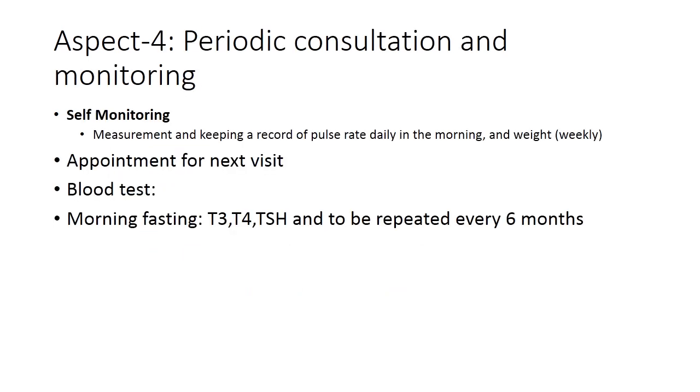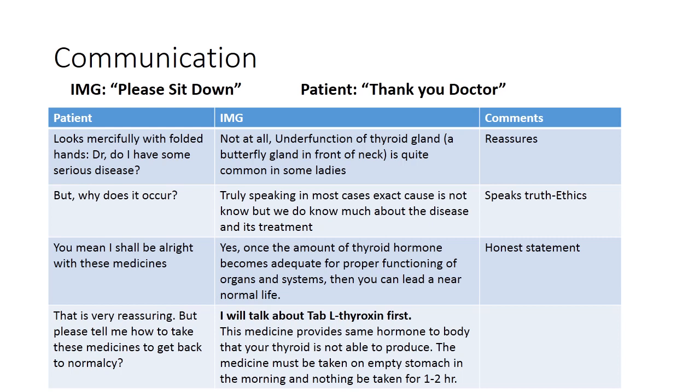Aspect 4 is about regular monitoring and periodic consultation. Self-monitoring by measurement of the heart rate and keeping a record, and also taking weight weekly. All the records have to be brought during the next visit. Blood tests may be done, maybe every 6 months. Thyroid function tests, T3, T4 and TSH levels, so that adequate dose regulation is done. How the drug has to be taken.